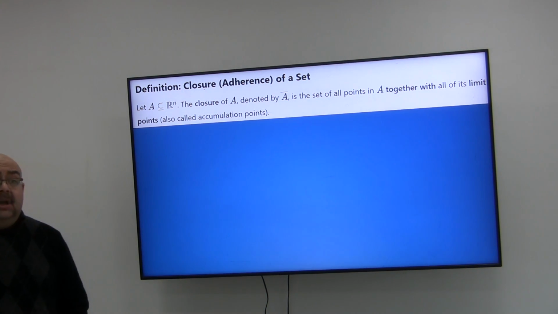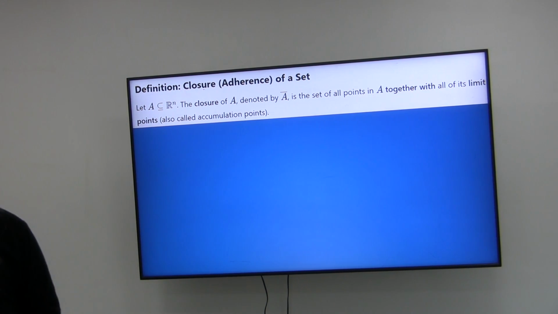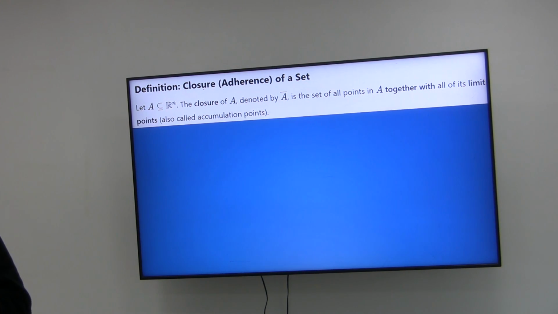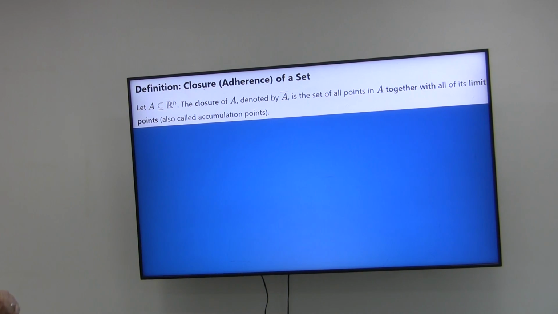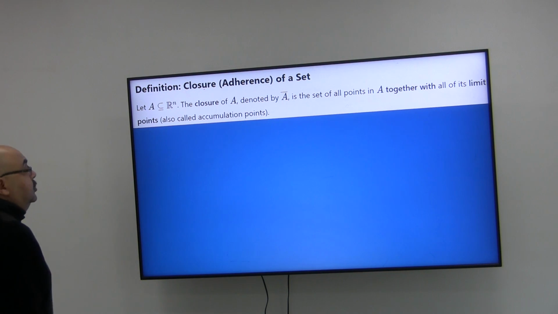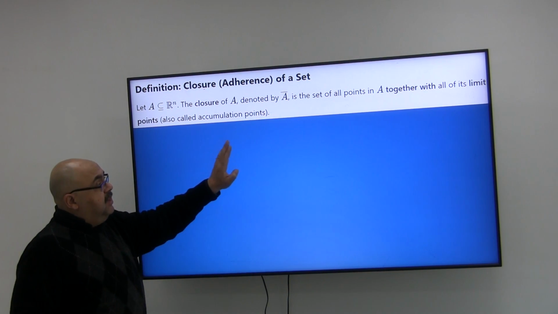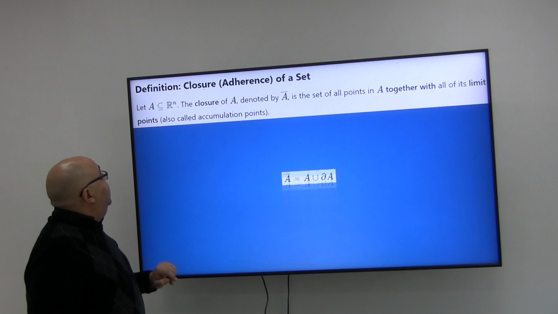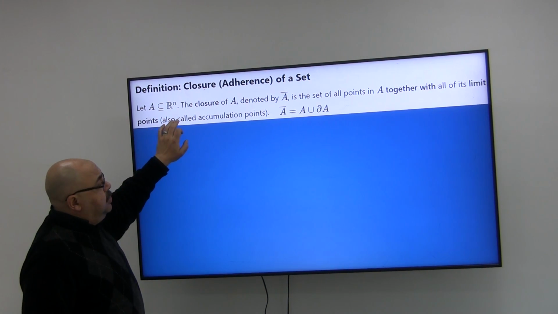The word closure is the adherence. Are you with me, guys? The two are the same thing. What's the closure? Once more: the interior plus the boundary. Okay? The interior plus the boundary. So the closure of A, denoted by A bar, is the set of all points of A together with all of its limit points, and it's called an accumulation point.